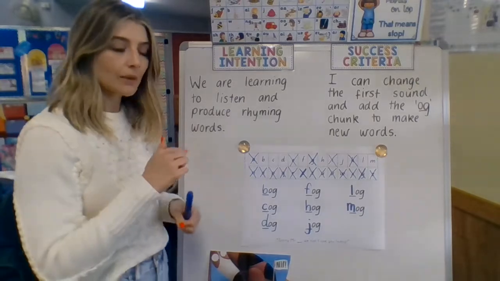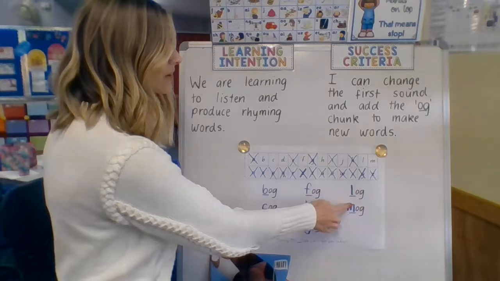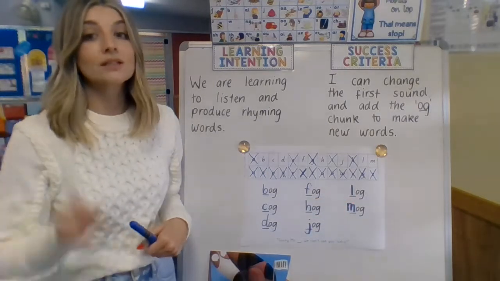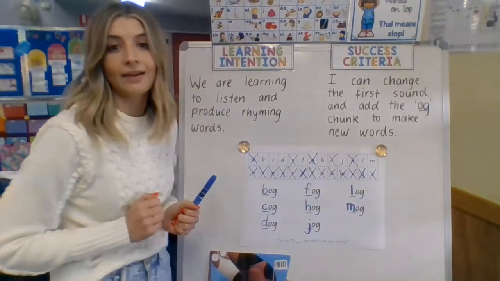Now, our success criteria was that we could change the first sound and add the og chunk to make words. Let's see how many words we did make. 1, 2, 3, 4, 5, 6, 7, 8 new rhyming words. Now remember, these are all rhyming words because they all have the og chunk at the end.